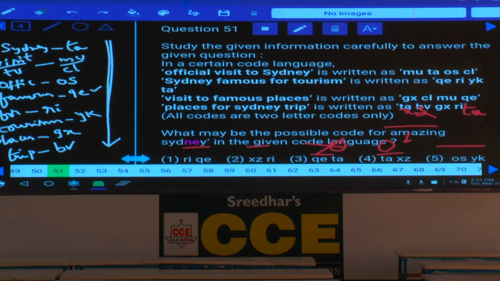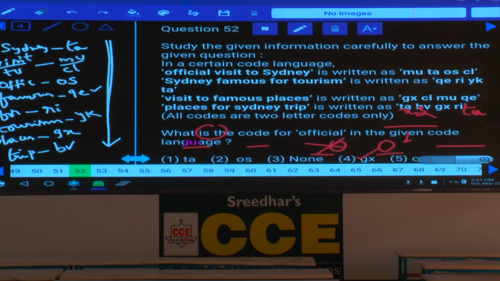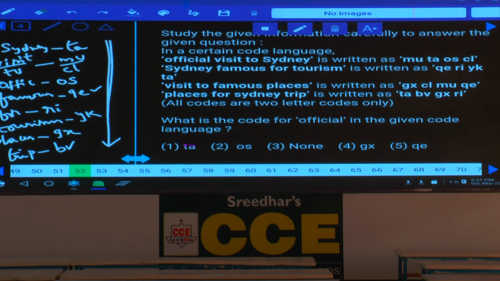Hence that is the basic reason why he has given maybe. Maybe means it is a possible answer. Done? Hence what is your answer? Choice 4, 3 or 4? 4. XZTA, that is choice 4. Then next one, question number 87. What is the code for official in the given code line? Official is OS, choice 2.